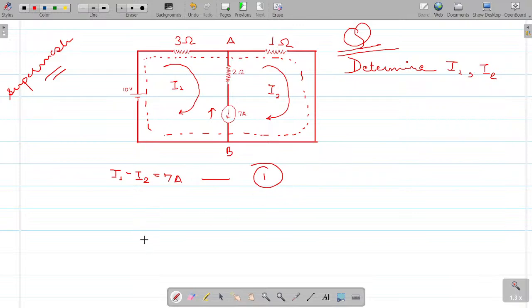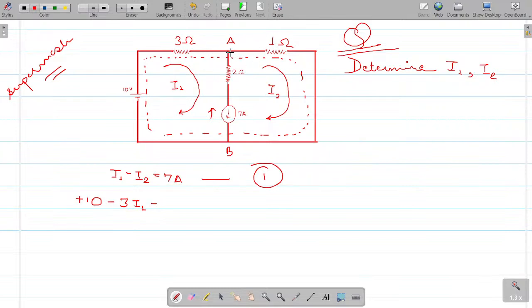How will you get the second equation? The second equation you get by traversing the outer loop. Now, how will I write it? See, in this loop, what will I write? Plus 10, you're traveling, I1 is traveling from minus to plus, so again, what will I write? Plus 10, right? Minus 3 times I1, right? Minus.